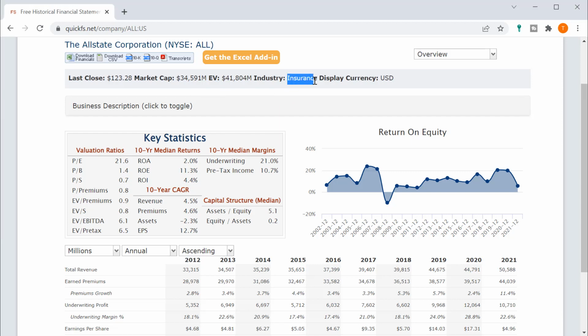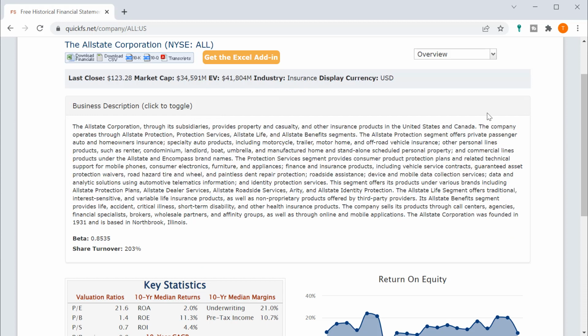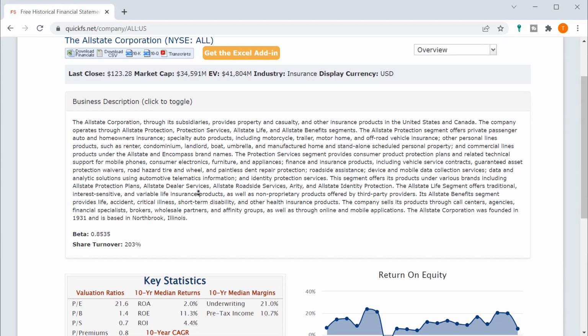First up, this is an insurance company, and I've heard of this, so I think I already know a little bit about what it does, but let's go into what this company does. The company operates through Allstate Protection, Protection Services, Life Insurance, Benefits. So they offer auto insurance, homeowners insurance, specialty auto, motorcycle, trailer, motorhome, off-vehicle insurance. We have renters and homeowners insurance. Commercial lines include Allstate Encompass name. All sorts of insurance, including life, illness, various things like that. So this is a broad insurance company that we can learn from.